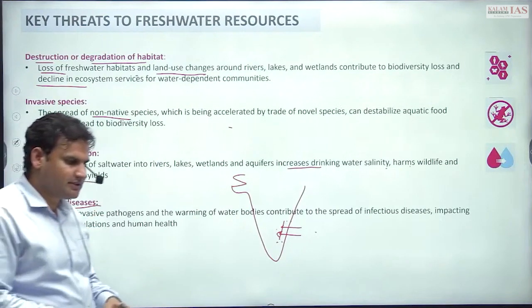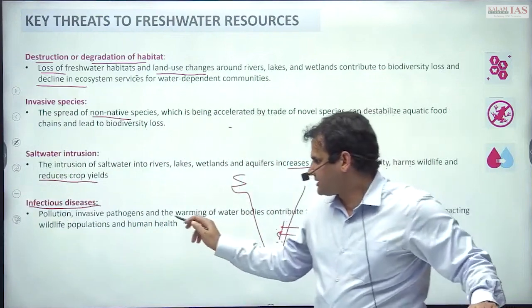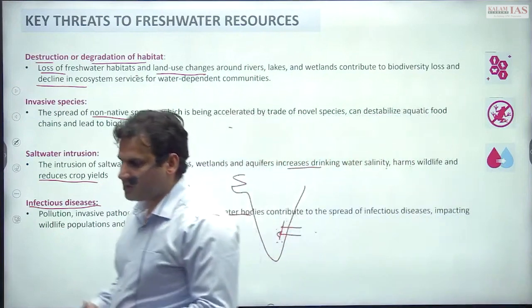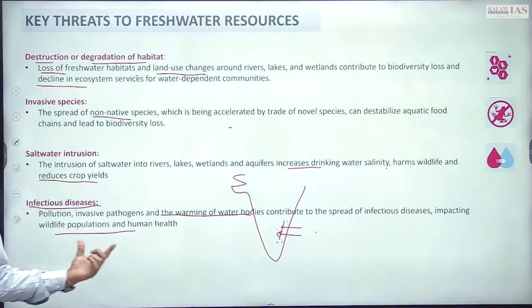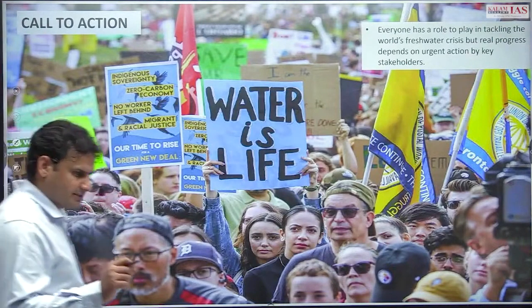Why infectious diseases? If pollution is there, if there are invasive species, and if there is warming of water bodies, so it would create what? It would create spreading of the diseases, impacting the populations and human health. So I hope this is clear. What are the key threats?